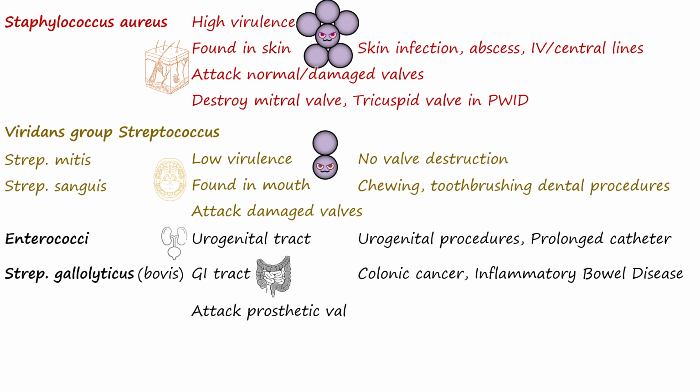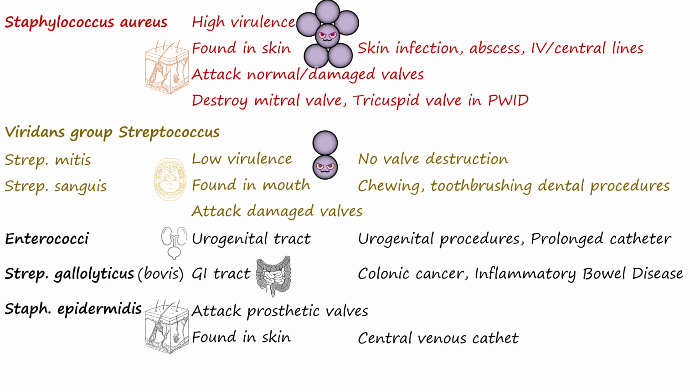Patients with prosthetic heart valves are at risk of infection from Staph epidermidis. They are normally found on the skin. They can sneak into the bloodstream through central venous catheters or long-term IV lines.